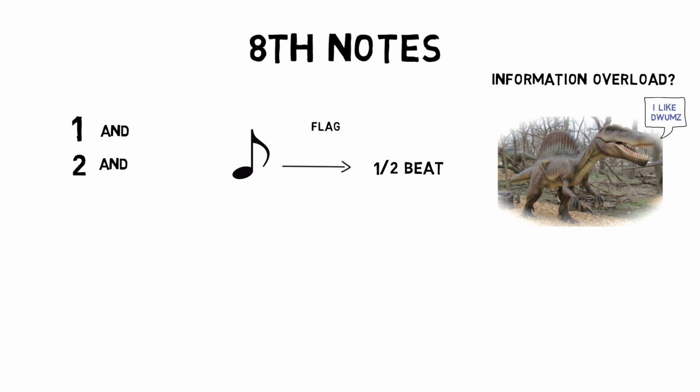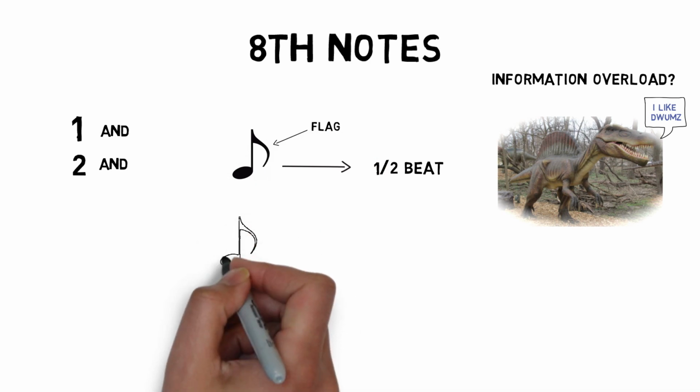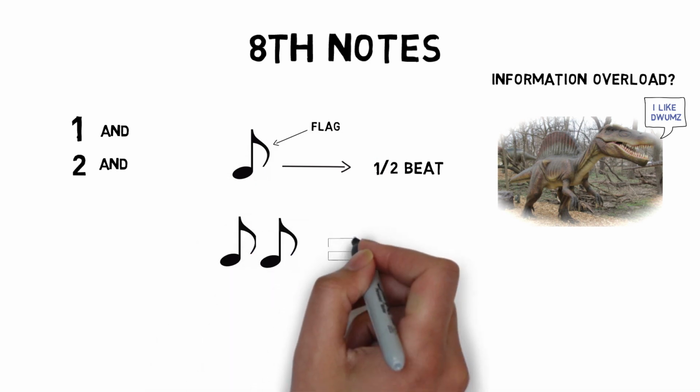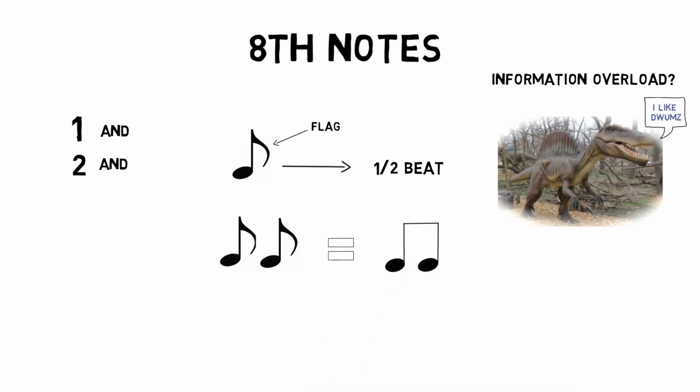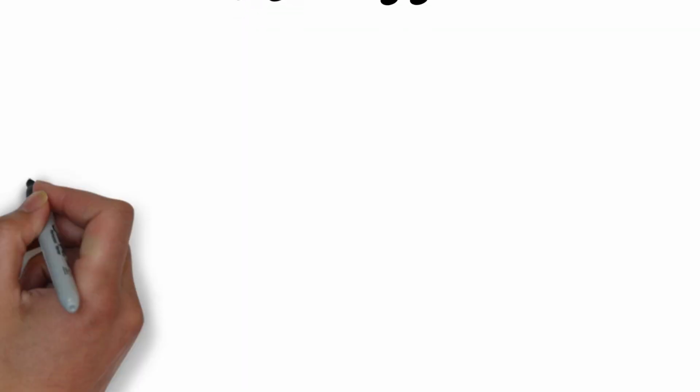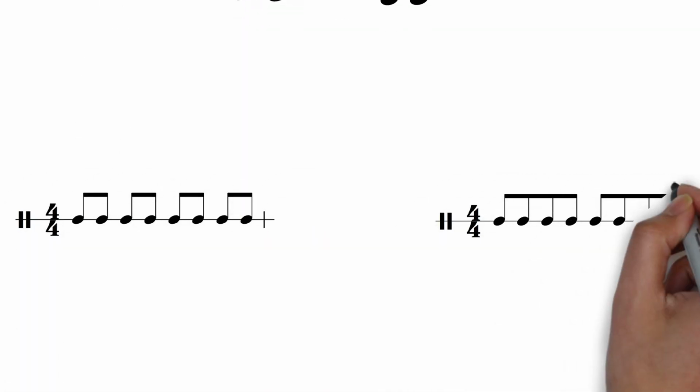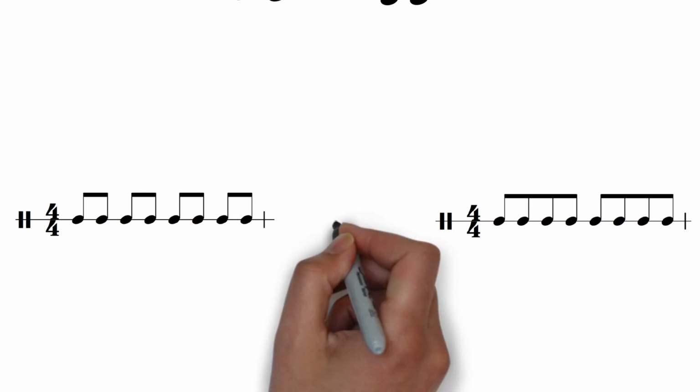Notice the single 8th note has a flag. When 2 are connected, they are barred together like this. So let's put the 8th notes in context. Now let's draw this another way. Both of these measures are the same, just written differently.